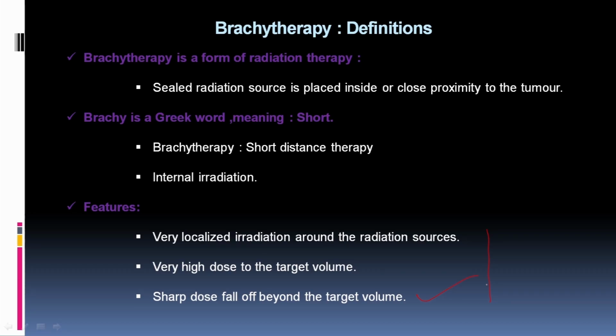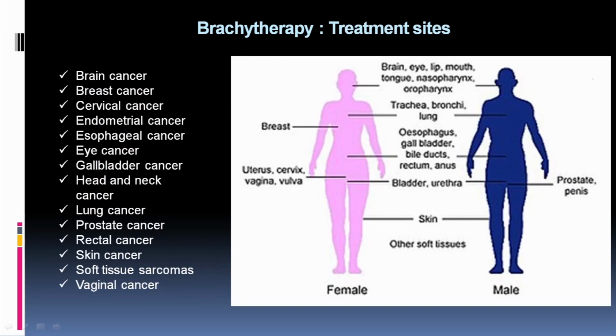So, in brachytherapy we use a sealed radiation source which is placed inside or in close proximity to the tumor, and brachytherapy is known as short distance therapy. Another name is internal irradiation. Now, what are the sites where we can apply brachytherapy?